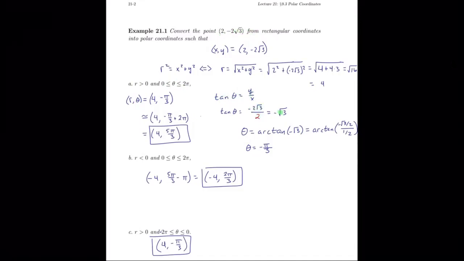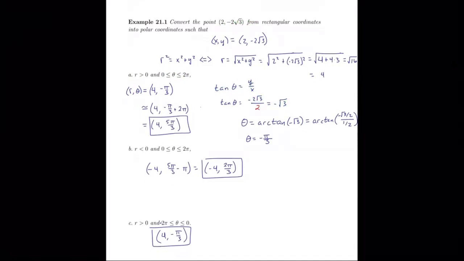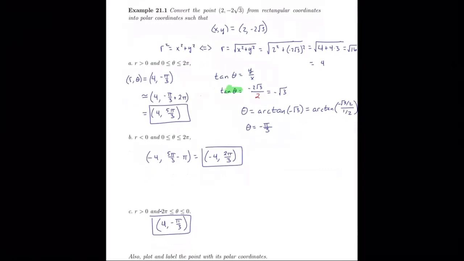We get negative root 3 out of this. If we think about which angle theta gives us a tangent value of negative root 3, then we could recall that that's negative pi over 3. If not, we might need to write this as negative root 3 over 2 divided by 1/2. We just multiply by 1/2 in the numerator and in the denominator. That's a form of 1 to change this.